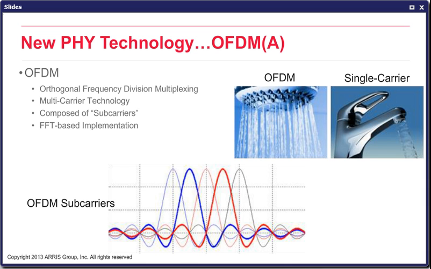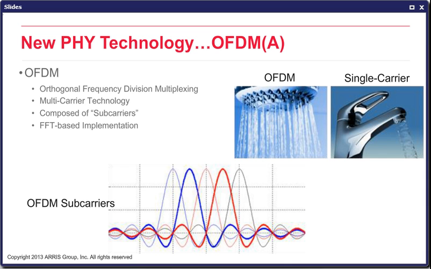The next slide talks about the OFDM. OFDM, like I said, stands for orthogonal frequency division multiplexing, and it is a multi-carrier technology that is different than the single carrier technology that is currently used in DOCSIS 3.0. The main difference between OFDM, or the multi-carrier system, and the single carrier system can be explained at very high level as the difference between the shower head and the faucet.